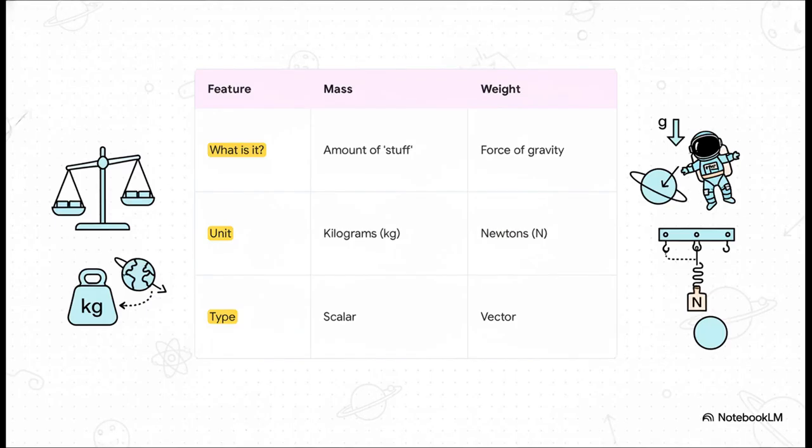So let's just lay all that out side by side. Look, the main thing to get is the difference between the stuff you're made of and the pull on that stuff. Your mass, the amount of stuff in you, is constant. It's the same here as it would be if you were standing on Mars. But your weight? Well, that's the force of gravity pulling on you, and it would be way lower on Mars because the gravitational pull there is much weaker. One's a scalar, your mass, the other is a vector, your weight.